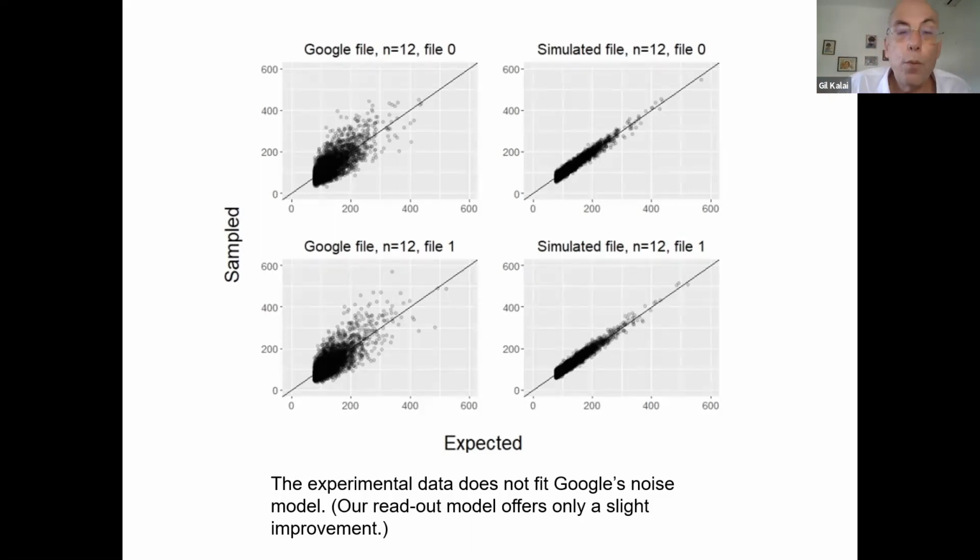So we have a somewhat improved readout model that I will mention in a minute, but it only gives a slight improvement. So I should say it's not clear what the noise model is, and in a sense, and I will explain it a bit later, it's not clear if there is any stationary model which describes the data.